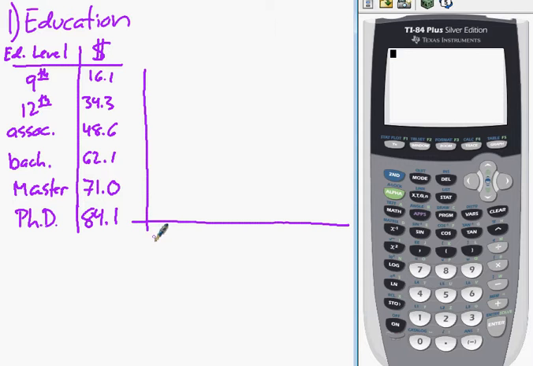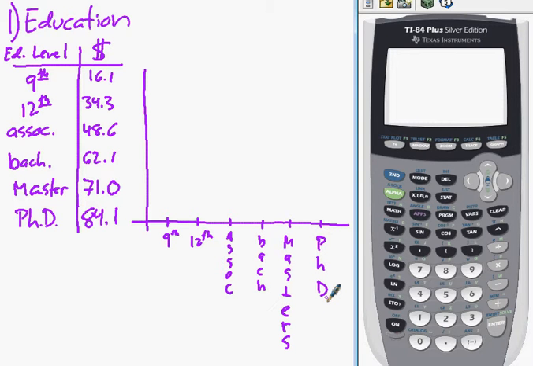So with a bar graph, bar graphs are different than histograms. Bar graphs are good for nominal data. That is, this is just names. So I'm going to put the different educational levels at the bottom. And PhD. Then the dollars will be vertical.